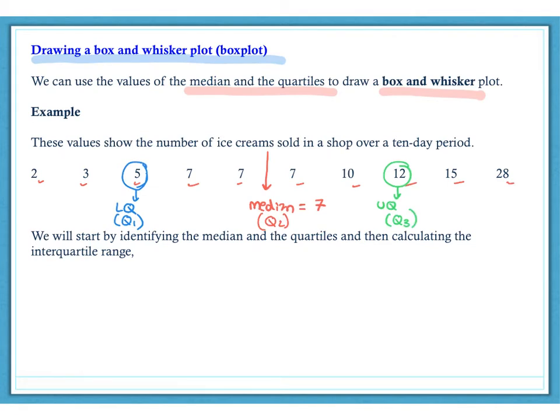So we've done what we needed to do. We've identified the median. We've identified the quartiles. We may also want to calculate the interquartile range for practice as well. So remember, the interquartile range is your upper quartile, subtract your lower quartile. So that's equal to 12 take away 5, which is 7. And it doesn't tell us anything on its own. It really doesn't. We would need to perhaps compare the interquartile range of the ice cream sold in this 10-day period with a different 10-day period to get some valid sort of comparison.